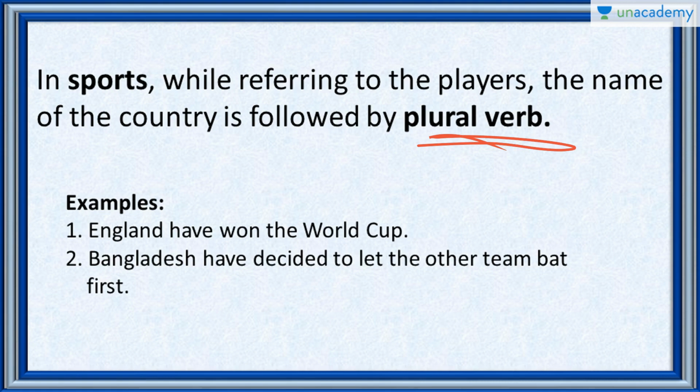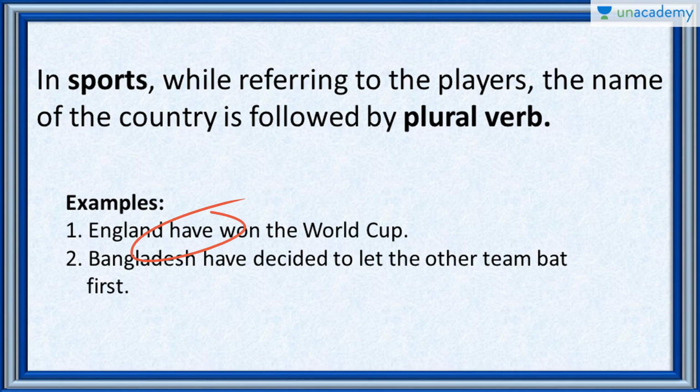Let's look at the examples. England have won the World Cup. Here, even though we're talking about a country, England, we're actually talking about the players. Players have played for their country and they have won. So therefore, have has been used. Specifically in sports, when we are talking about a country, we are talking about their players, and players are plural. Therefore, a plural verb has been used.